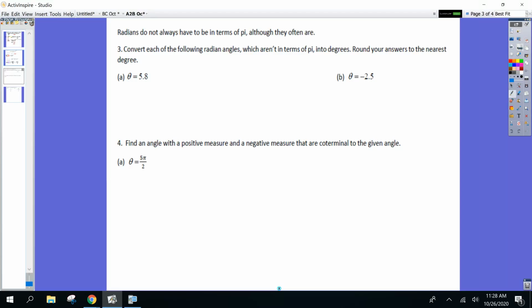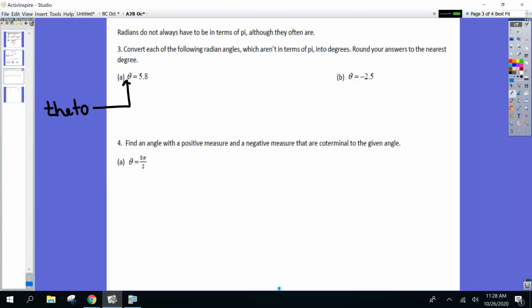Sometimes, though, radians don't always have pi in them. Okay, sometimes radians don't have pi, but I still want you to turn it into degrees for me. All right, so take a look at A. Oh, we got a little friend here we got to talk about. We've talked about sigma. We've talked about beta. I want to introduce you to a new Greek symbol. Anybody know what this Greek symbol is called? Begins with a T. Never seen it before? That's fine. Theta.